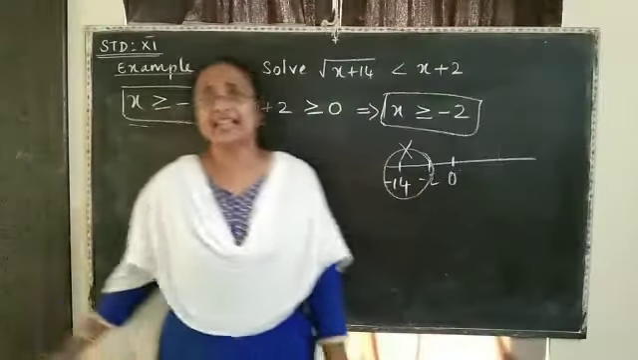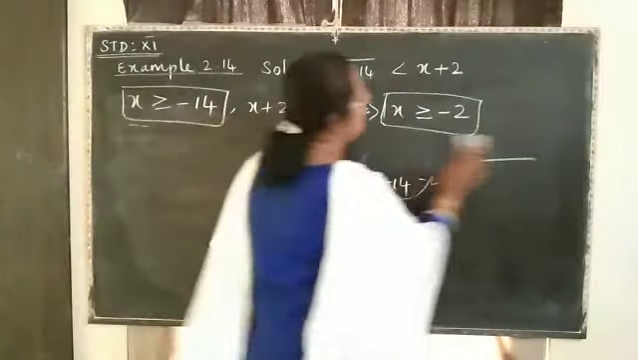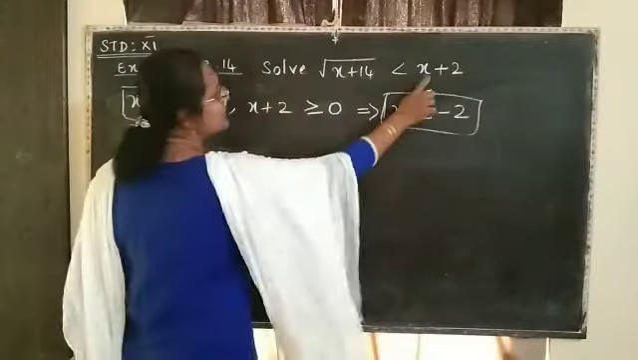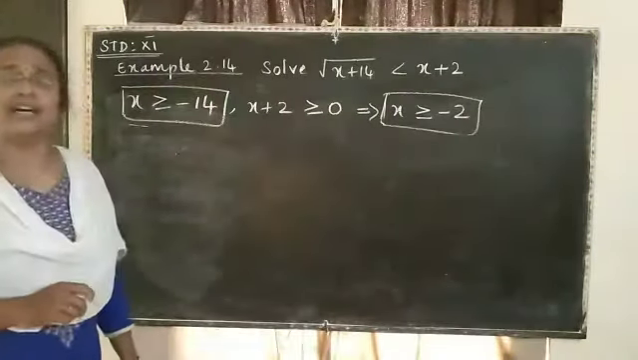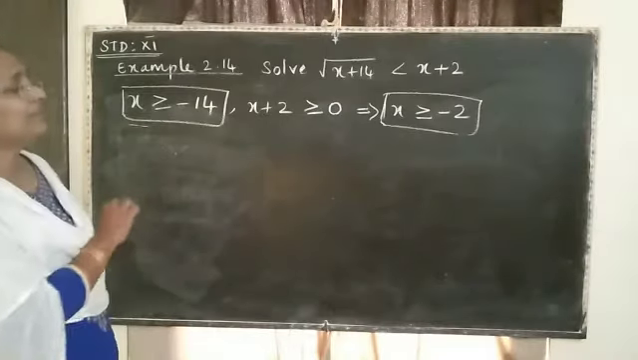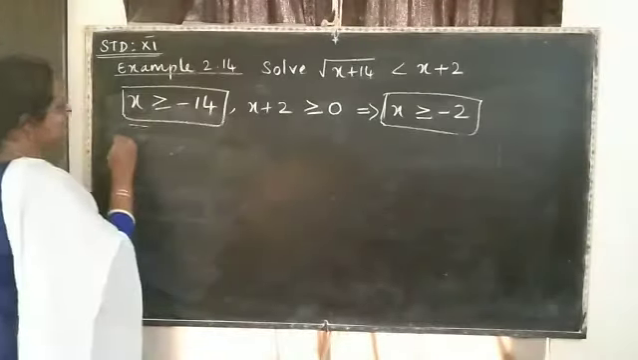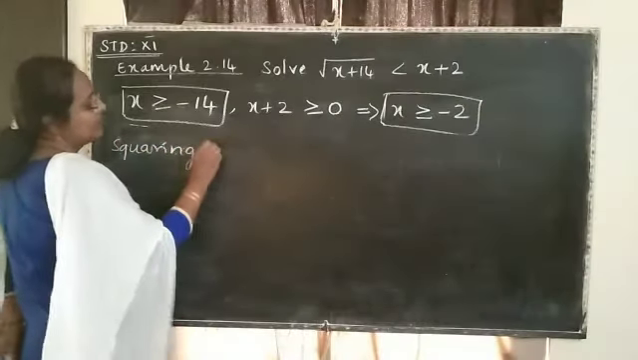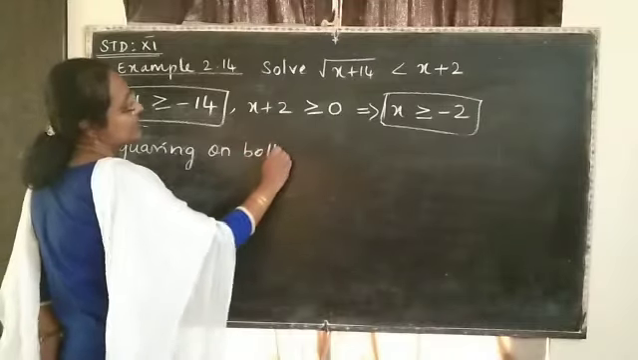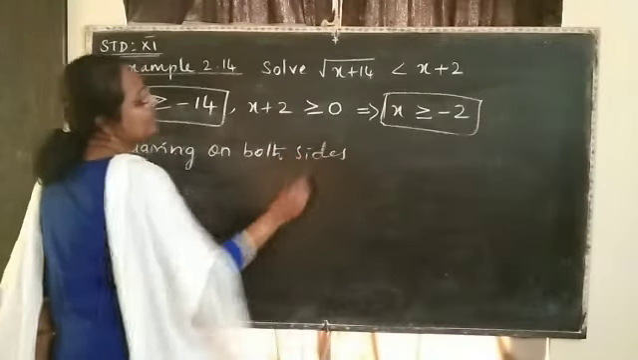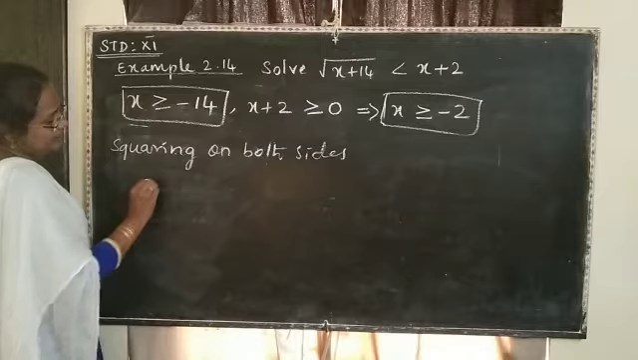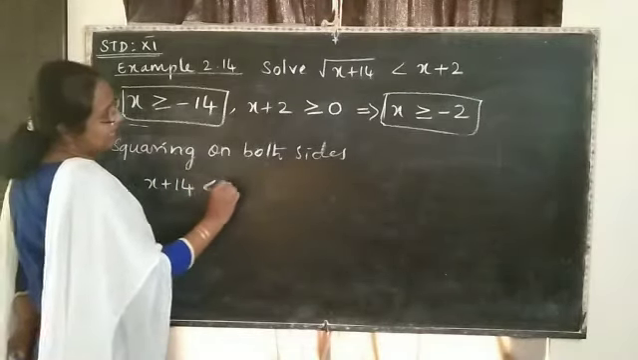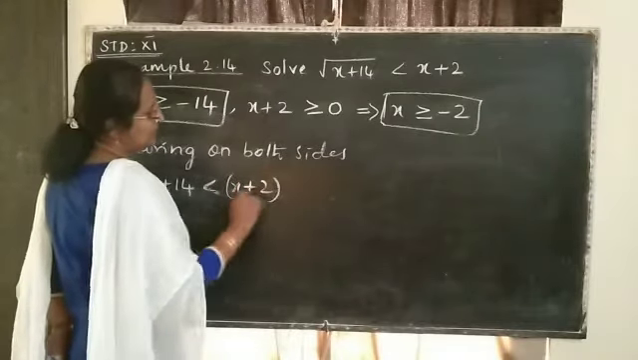Okay, now let's check whether this condition is true or not. We are going to solve this as usual as we solve it for an algebraic expression. What shall we do? In order to eliminate the square root, I am going to square on both sides. Now when we square on both sides, what happens? We'll get x plus 14 strictly less than x plus 2 the whole square.